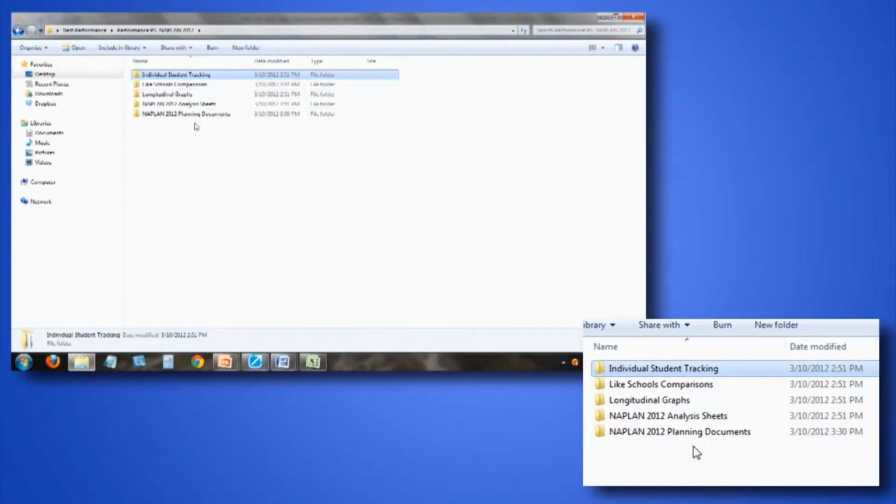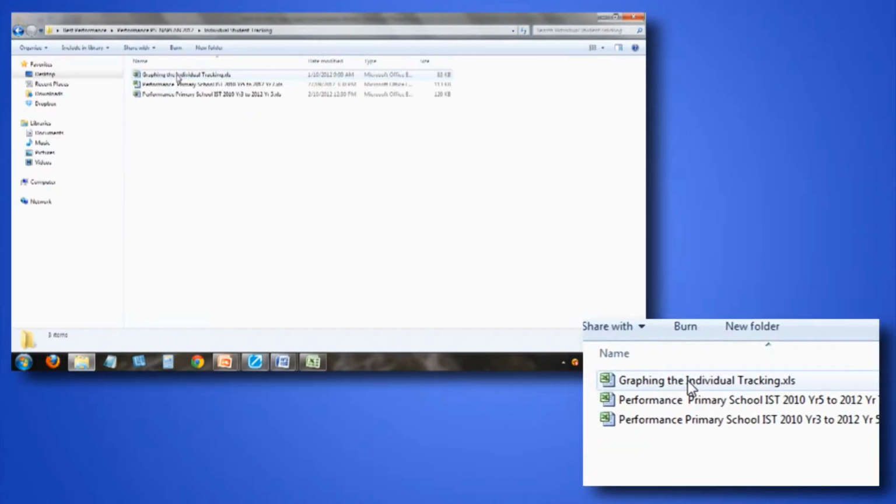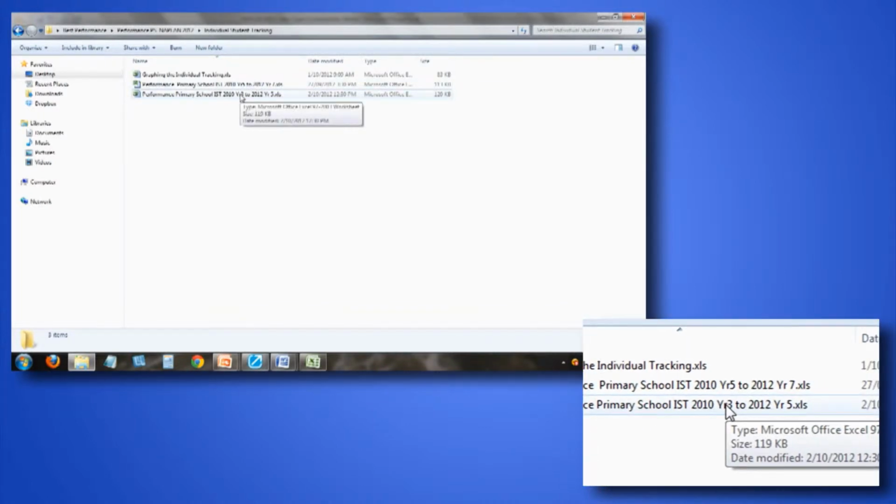Now we've opened the school NAPLAN folder, we'll move into the individual student tracking. Inside, there is a graphing the individual tracking, which I'll get to later. There's two reports, in this case the Year 5s to Year 7s, and we're going to look at the 2010 Year 3s to the 2012 Year 5s.